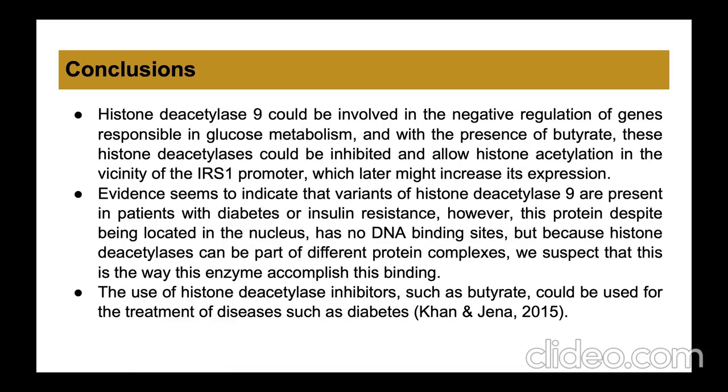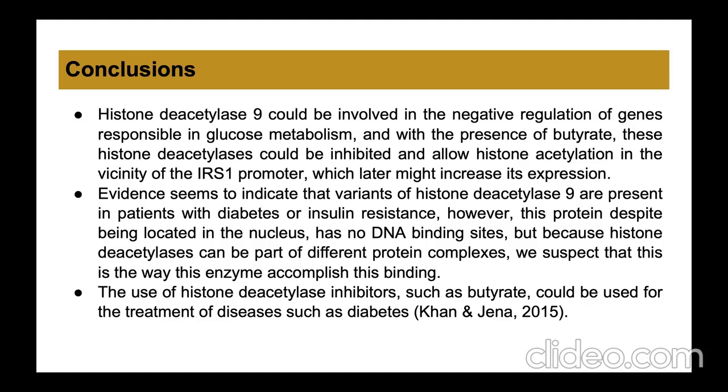Conclusions. Histone deacetylase 9 could be involved in the negative regulation of genes responsible for glucose metabolism, and with the presence of butyrate, these histone deacetylases could be inhibited and allow histone acetylation in the vicinity of the IRS1 promoter, which later might increase its expression.